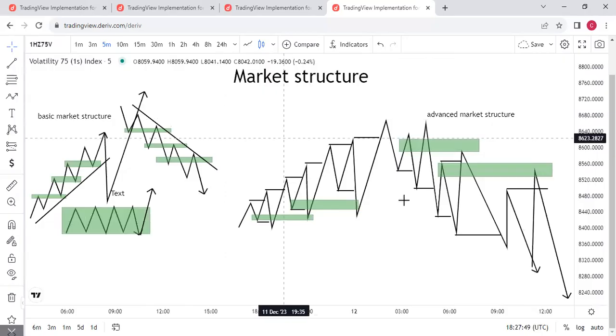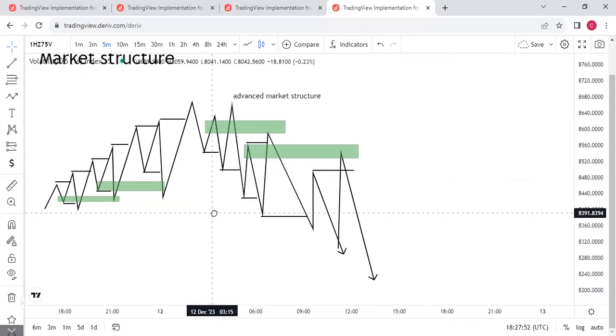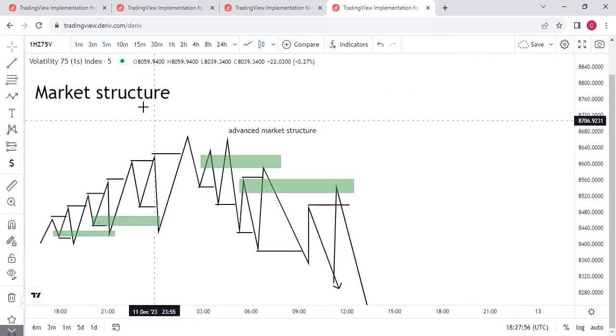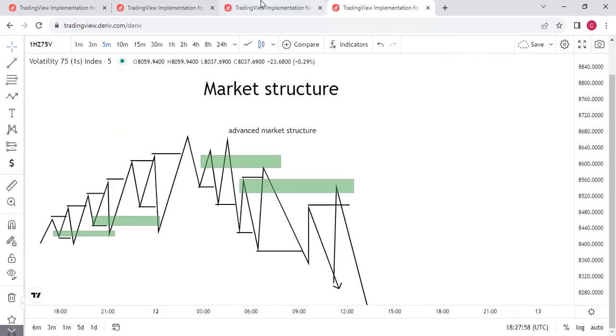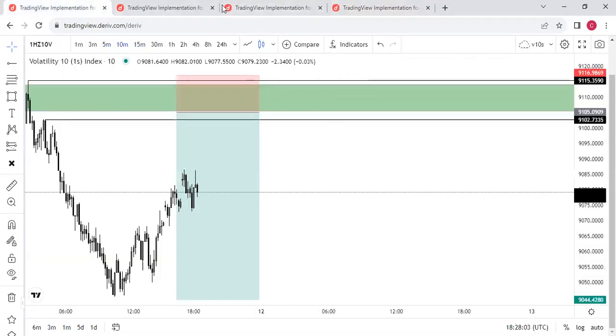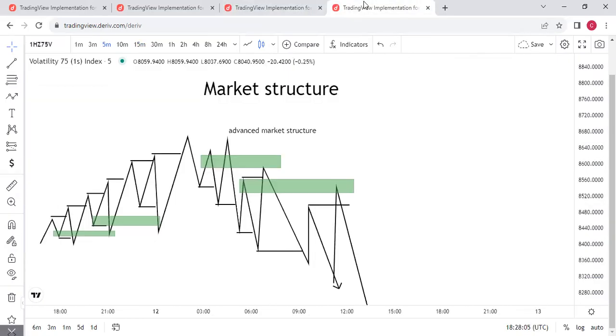Are you getting my point? Very clear, bro. So now, this is what we want to focus on, this advanced market structure. Because they say if you can't spot the liquidity, you tend to become the liquidity. That's just the simple truth. If you can't spot the liquidity, you become the liquidity.